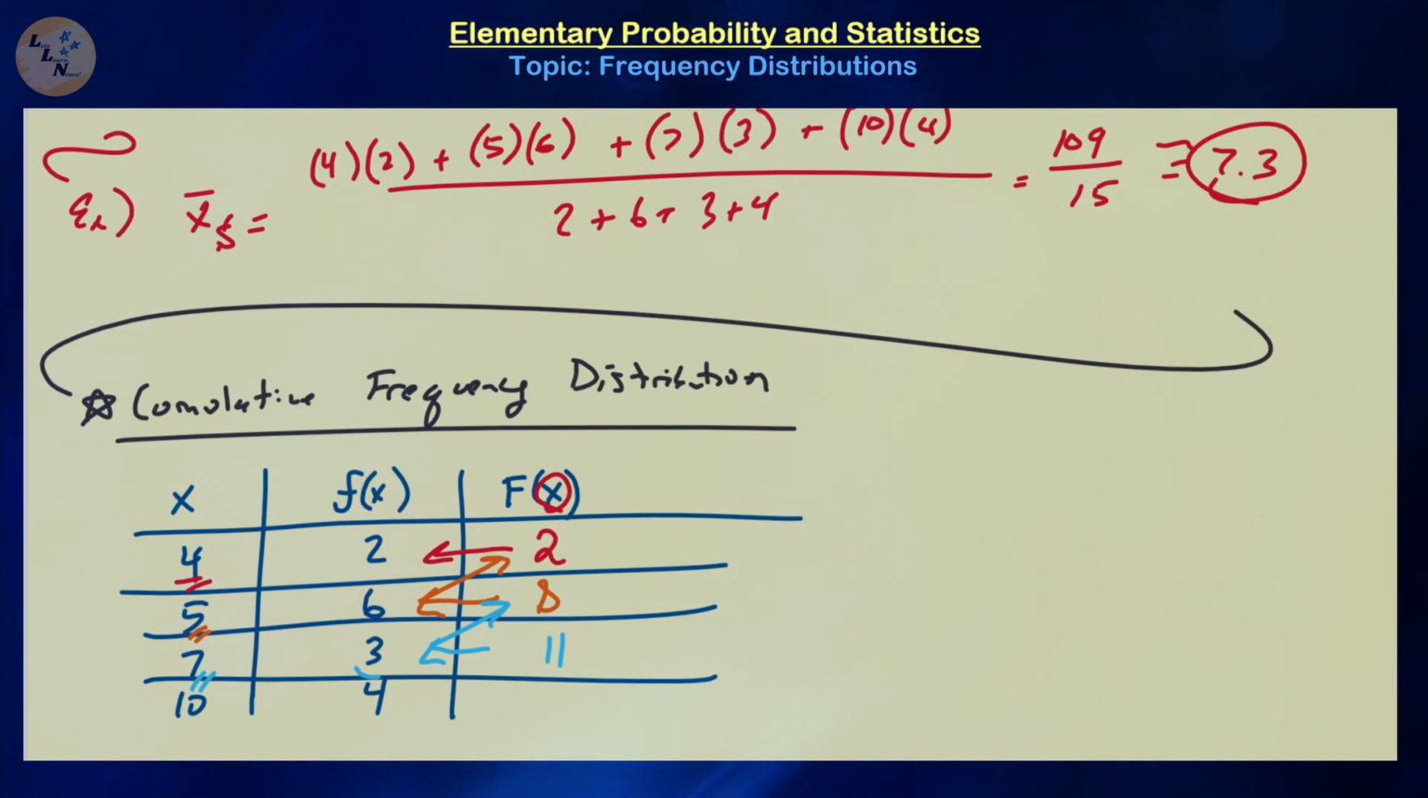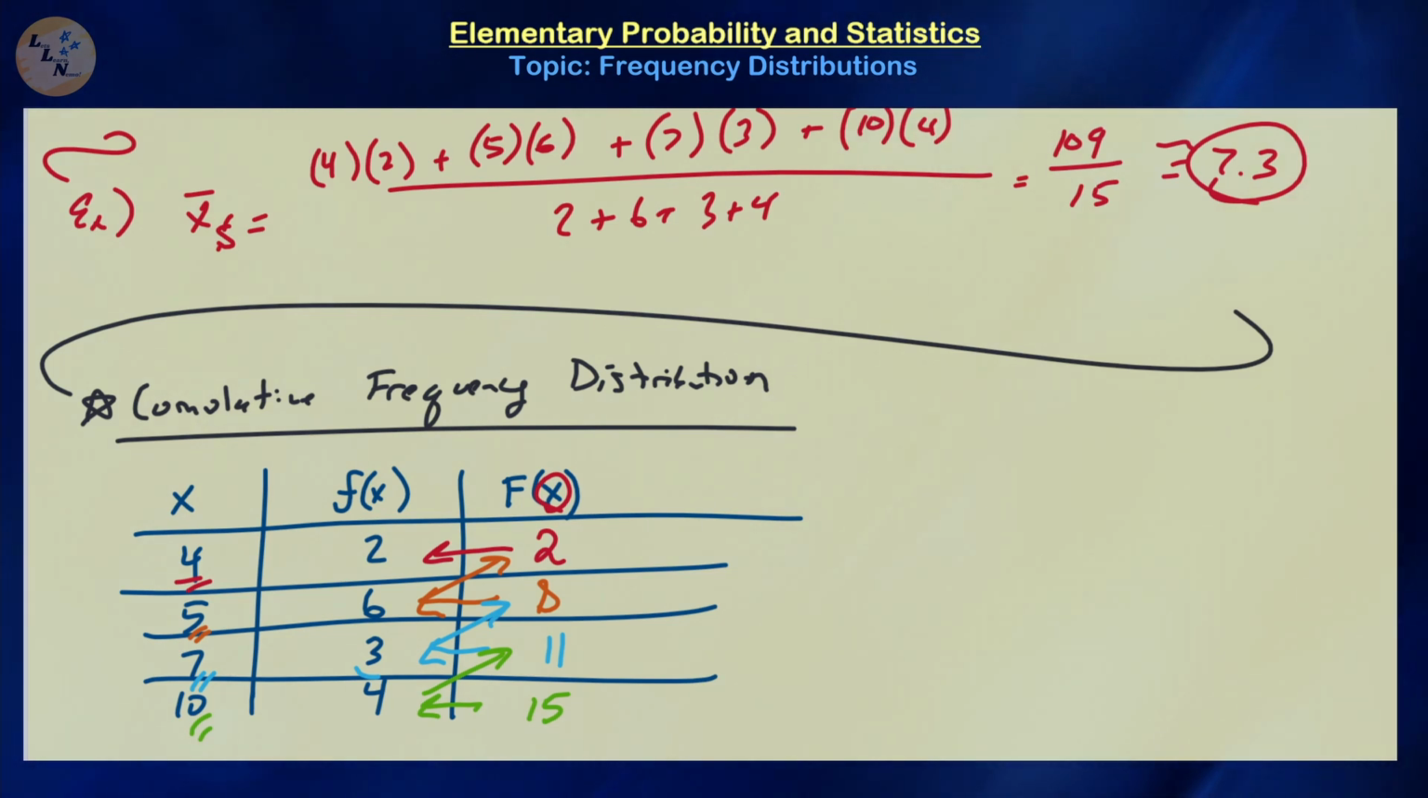And then finally, what would be the cumulative frequency value associated to 10? So that's going to be the frequency value associated to 10 plus all of the frequencies above it, or the cumulative frequency that preceded it. So that's going to be 4 plus 11, that's going to be 15.